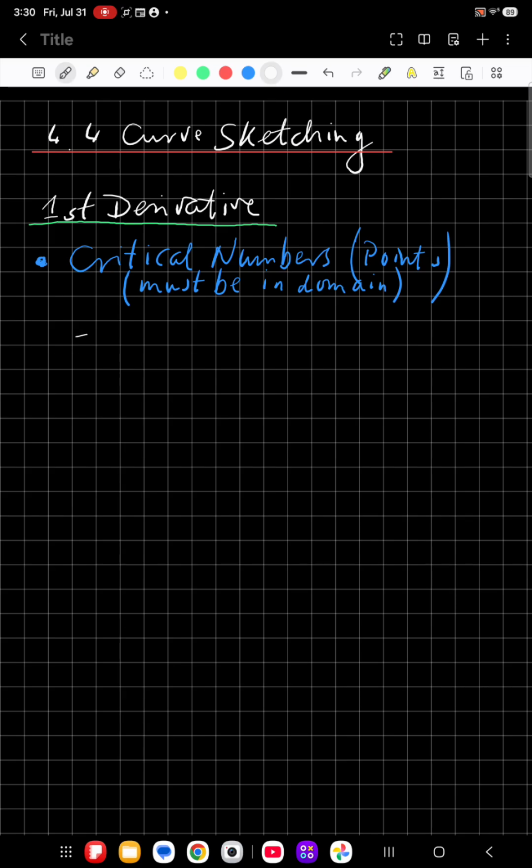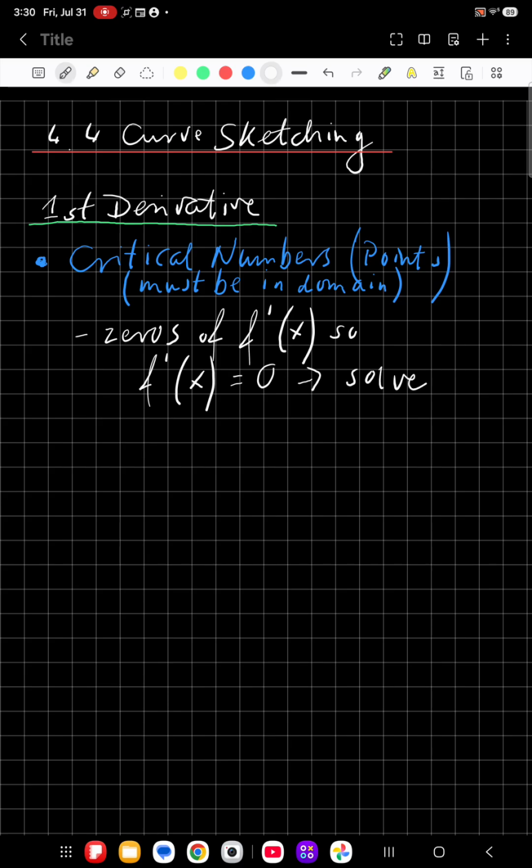We would take the first derivative of the function, make it equal to 0, and solve for x. So these are the zeros of the first derivative, f prime of x. That's the first source of those critical numbers.